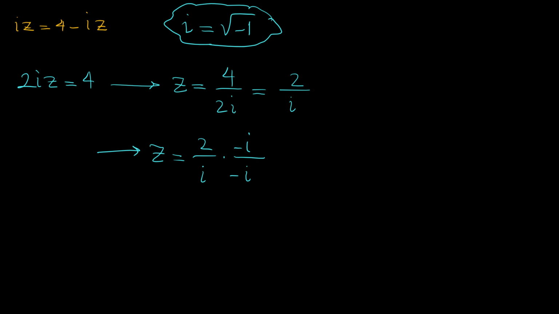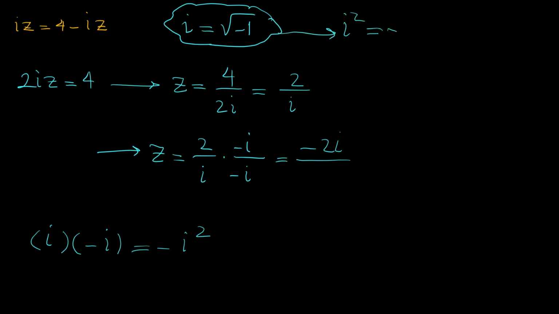Now, if we multiply numerator by numerator, 2 times negative i is negative 2i. And i times negative i is basically negative i to the 2. And we know that i squared is negative 1. So this equals negative of negative 1, which equals 1. So the denominator is 1 and the answer is negative 2i.